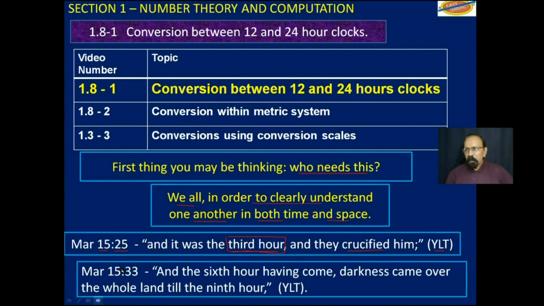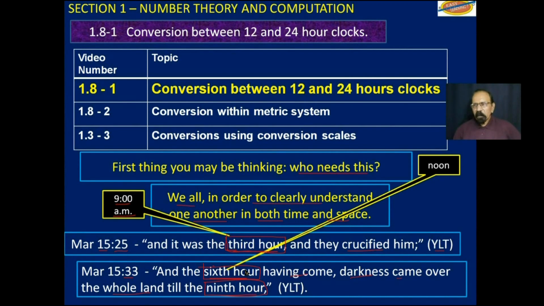And continuing in that same chapter, verse 33, it says, and the 6th hour having come, darkness came over the whole land until the 9th hour. So we're not even dealing here with our conventional AM and PM. This is, of course, talking about the crucifixion and death of Jesus, and the next chapter deals with his resurrection. So the third hour here is actually 9 a.m.